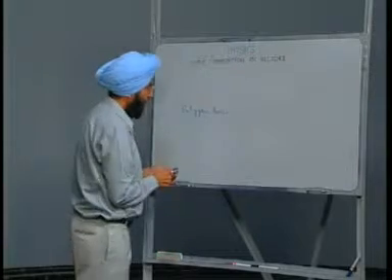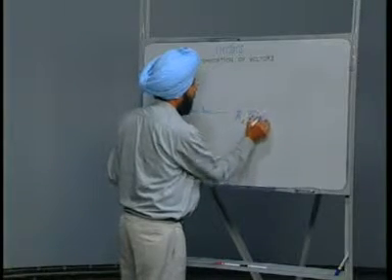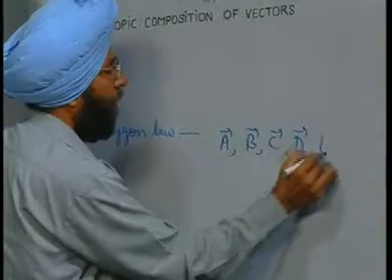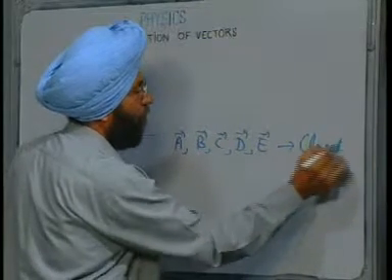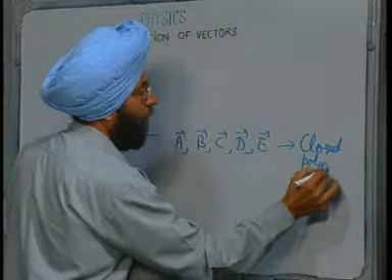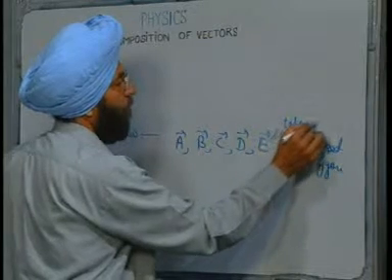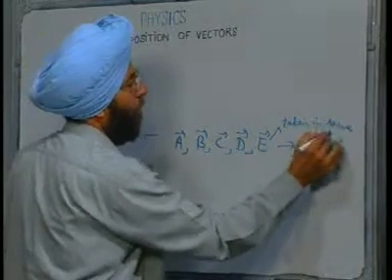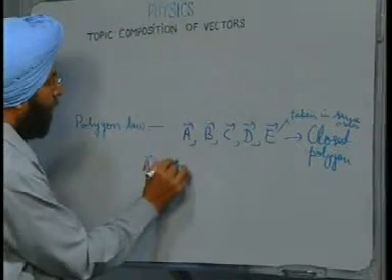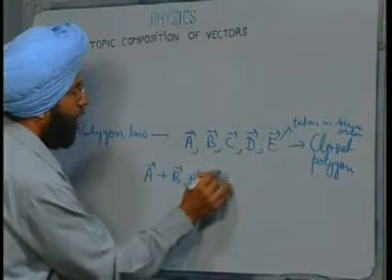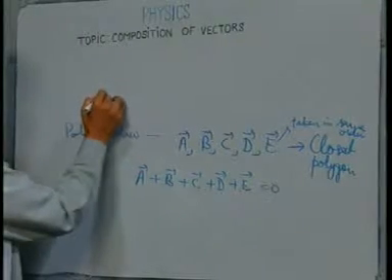If we have a number of vectors, say A, B, C, D, E, that form a closed polygon, with all vectors taken in the same order, then the resultant of these, A plus B plus C plus D plus E, is equal to 0, because we have been using polygon law.